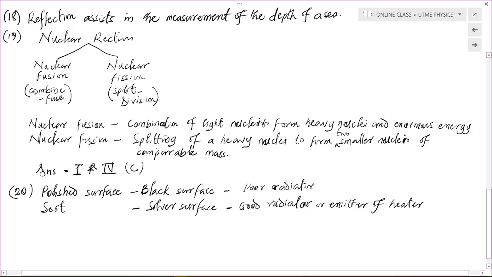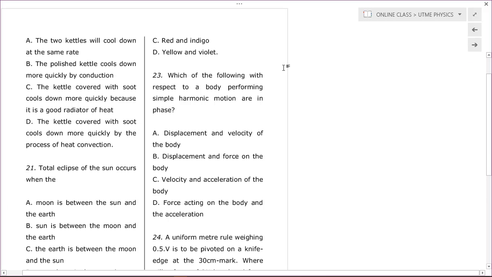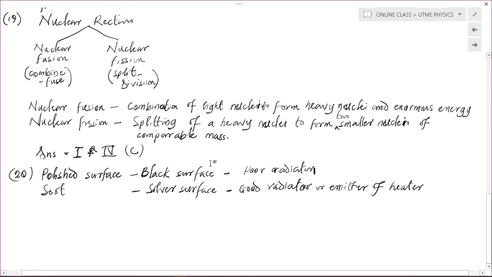So let's now see what they will tell us as the observation. The options there, they said the 2 kettles will cool down at the same rate. No. The polished kettle cools down more quickly by conduction. No. The kettle covered with soot cools down more quickly because it is a good radiator of heat. That's the answer. So the answer here is C. So that's the final answer. I believe with this, you understand this in short.